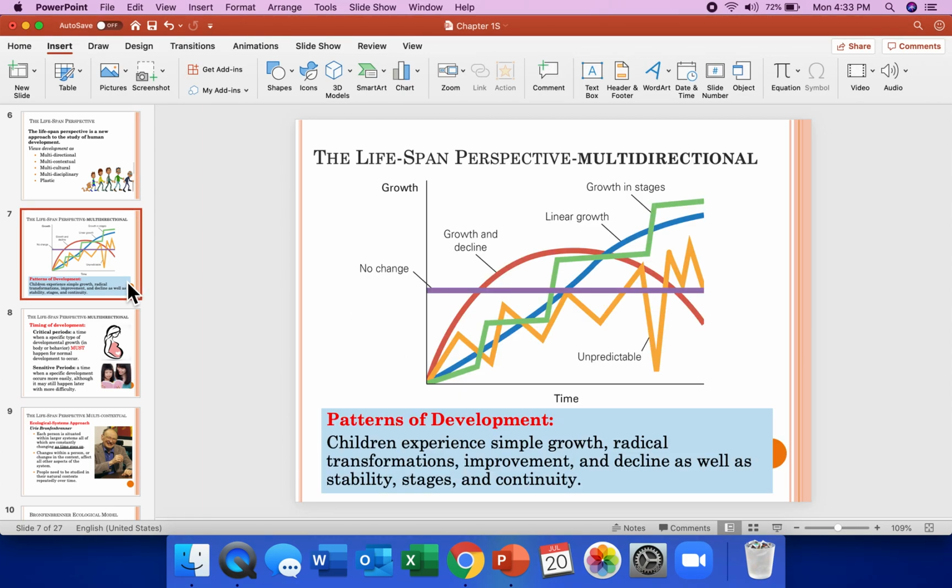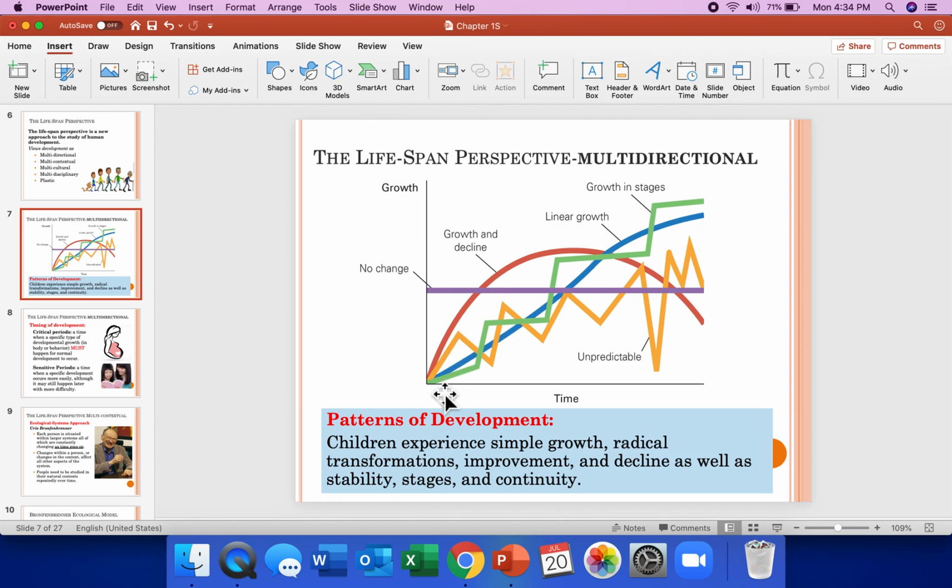We start with the concept of multi-directional in development, and all we need to look at is how development follows different patterns, and that it is not ever a steady, static process. I want you to think of your own development and how there are certain concepts in your development that remain the same from the day you were born. Let's say the shape of your nose, or the color of your eyes, or the color of your skin. However, there are areas in your development that went through what we call radical transformations, some improvements, and maybe you're at a time of your life that you're starting to see some decline in certain areas.